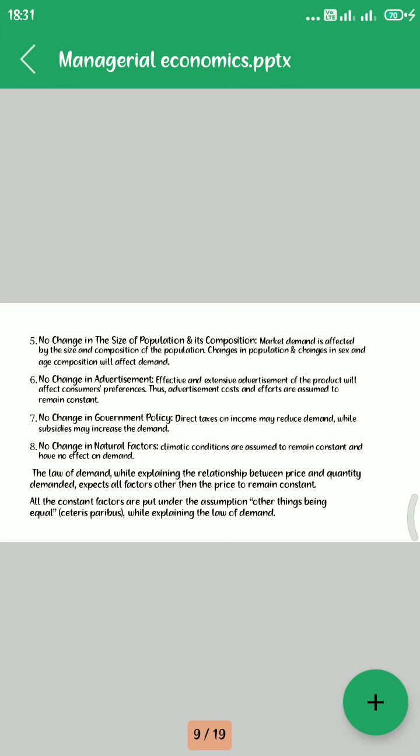Seventh, no change in government policy. Direct taxes on income may reduce demand, while subsidies may increase the demand. Eighth, no change in other factors. Climatic conditions are assumed to remain constant and have no effect on demand. The law of demand explains the relationship between price and quantity demanded, with all factors other than price remaining constant.